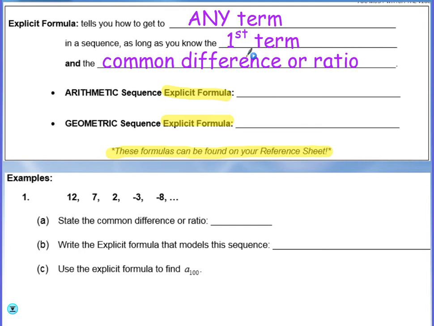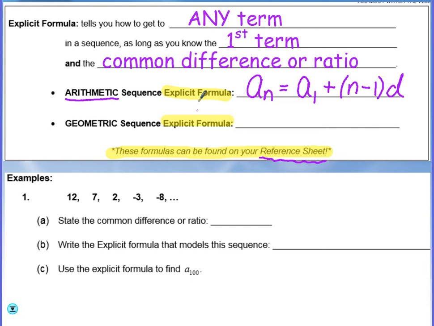So here they are. To get to any term in an arithmetic sequence, so remember any term, we will write a sub n. We are going to use the first term, a sub 1, and then we will add, in parentheses, n, whatever our term number is that we are trying to find, minus 1, and then we will multiply it by the common difference. After you use this formula quite a bit, you will get very familiar with it, or again, it will be on your reference sheet that you'll get in class tomorrow.